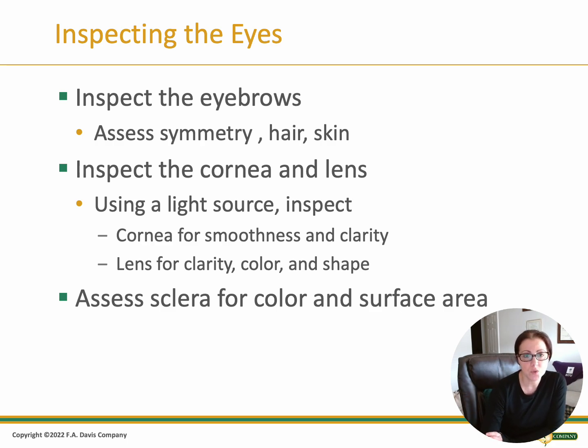You want to look at the eyeball, really pull down their eyelids and inspect their cornea, inspect their lens. Sometimes when somebody has cataracts, you can actually see clouding or cloudiness of their lens. It's more of a white kind of film. Assess the sclera. The sclera is the whiteness of the eyes. Assess for color as well as the surface area.